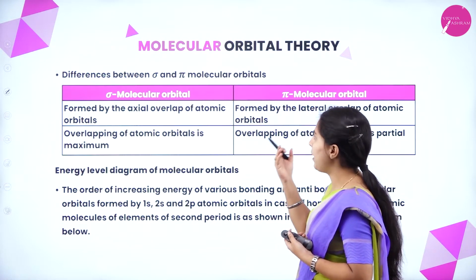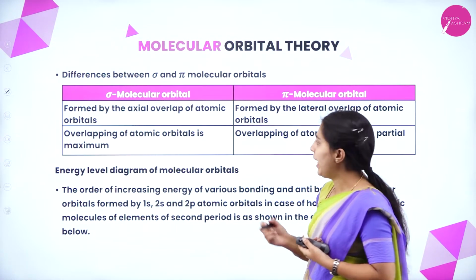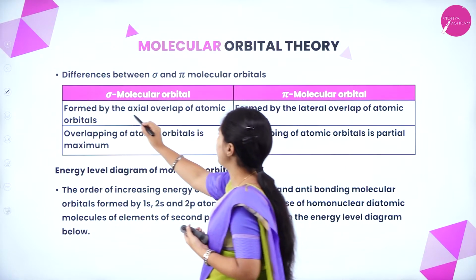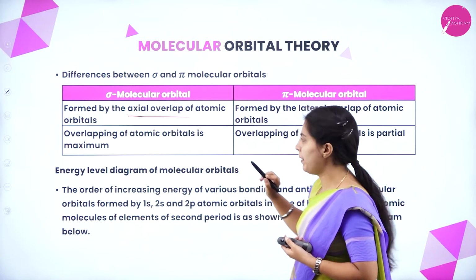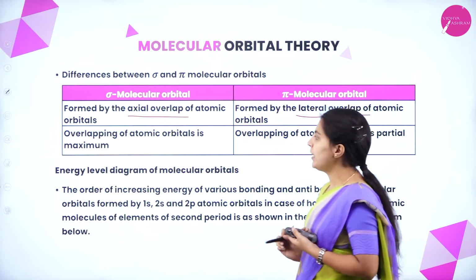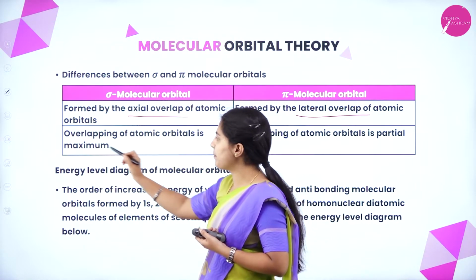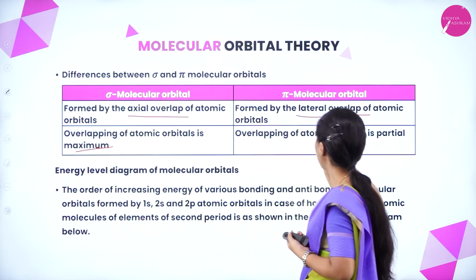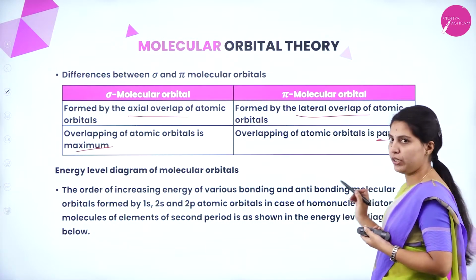Differences between sigma and pi molecular orbitals: sigma is formed by axial overlap, meaning end-to-end overlap. Pi is formed by lateral overlap of atomic orbitals. Here the overlapping of atomic orbitals is maximum. Here the overlapping of atomic orbitals is partial.